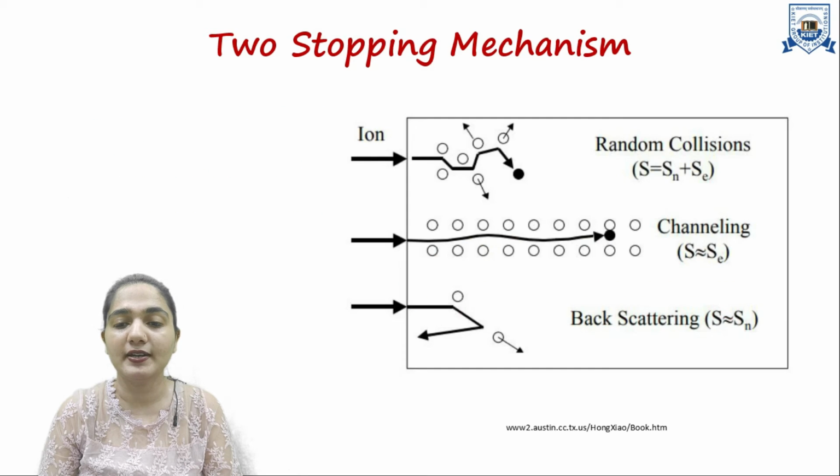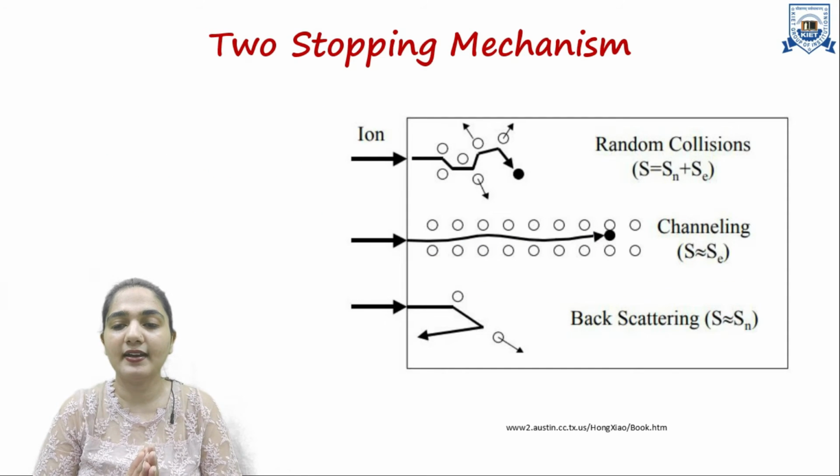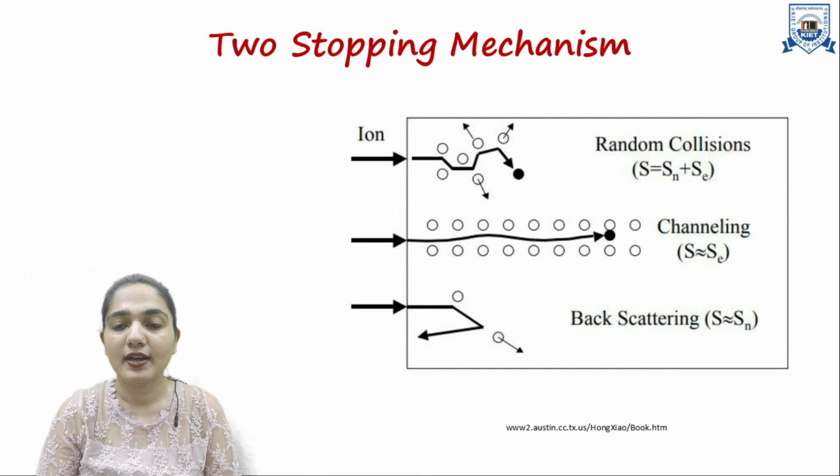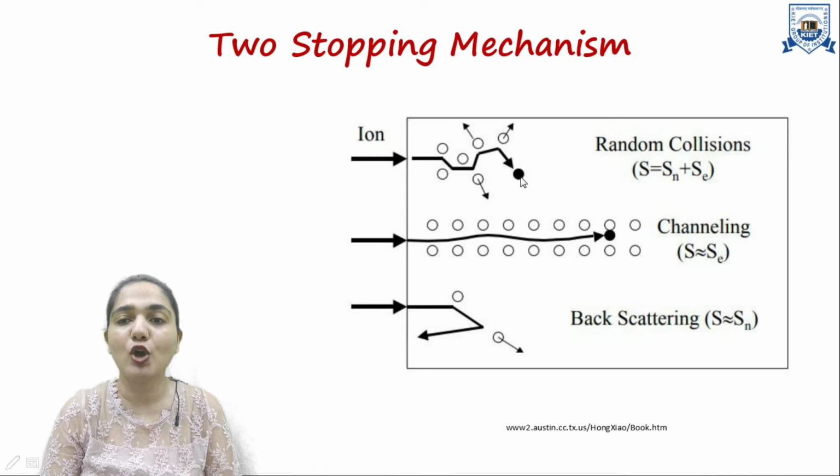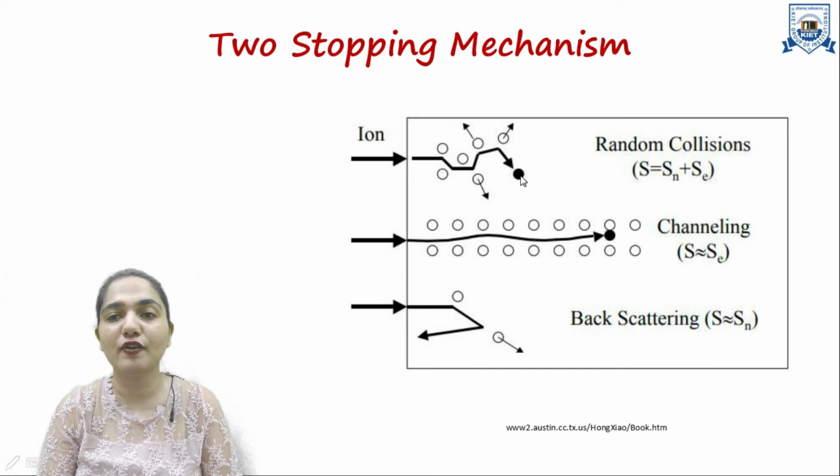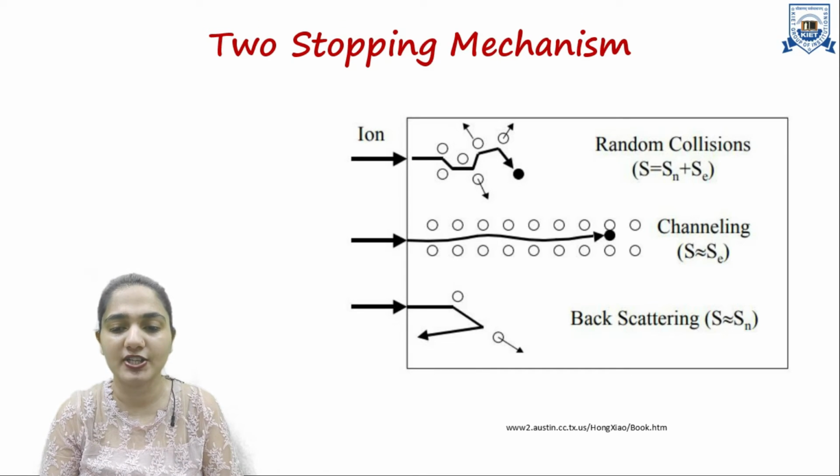Here you can see in the diagram what is happening. We can have random collisions and S will be equal to Sn plus Se. This is the random collision where my ion will be colliding, gaining energy, losing energy, and again it will stop at some particular point of time after losing all of its energy.